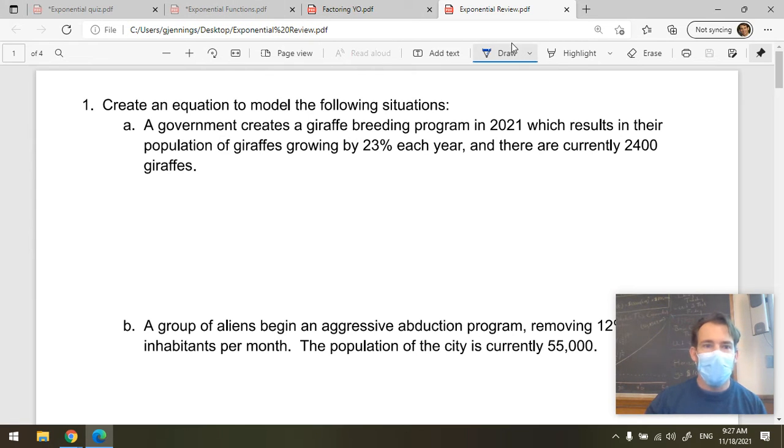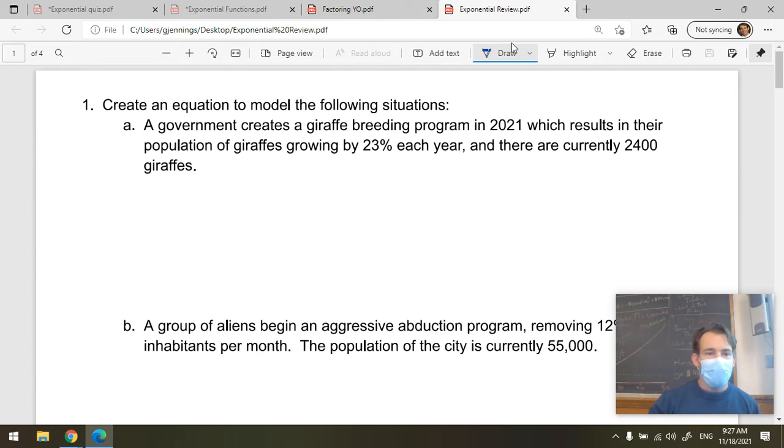So here we have situations about exponential growth. A government is creating a breeding program for their giraffes, and they create this program in 2021. And the number of giraffes grows by 23% each year. I would call this a very successful giraffe breeding program. If there's currently 2,400 giraffes, let's create an equation to model this situation.